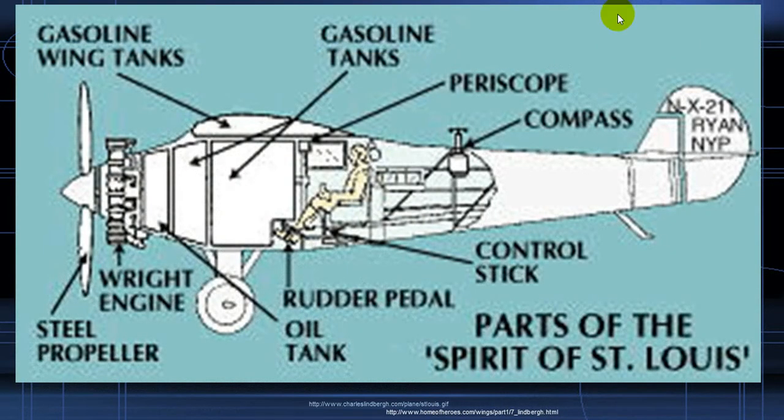This is what it looked like. Notice, I find this interesting, that he isn't looking out the front of the plane. He doesn't have a windshield because he had to have all this area taken up by gas tanks because he had to go a long way. So notice, to see out, he's looking up a periscope right here. So I find that interesting.